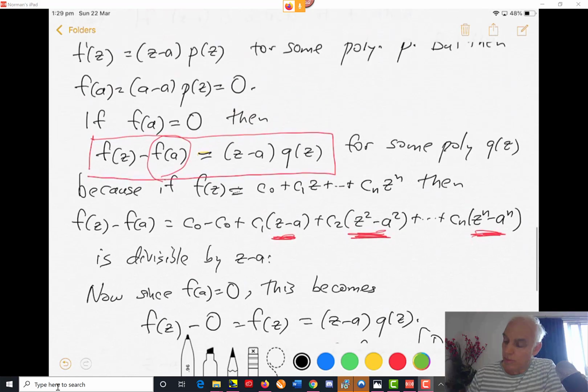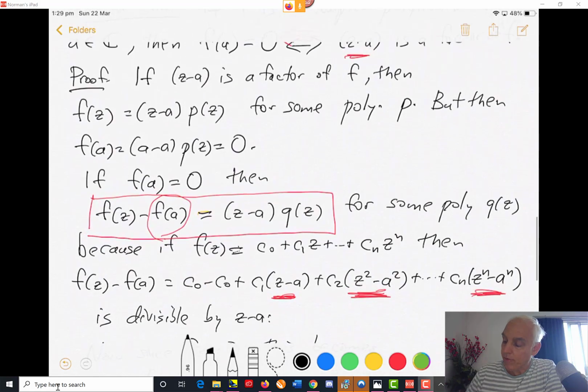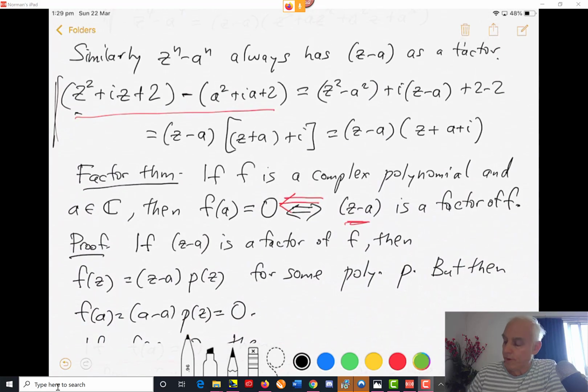Okay, so you'll probably have seen this for, say, real polynomials, hopefully, but the argument is quite general. So if f is a complex polynomial and a is in C, then these two statements are equivalent: f of a is equal to 0 precisely when z minus a is a factor of f.